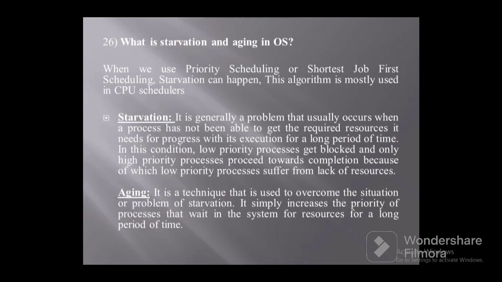It is going to increase the priority of the process. In starvation, the process is waiting so long to get executed. So what aging will do is increase the priority, so the process does not have to wait for a long time. So to overcome the starvation problem, aging is there.